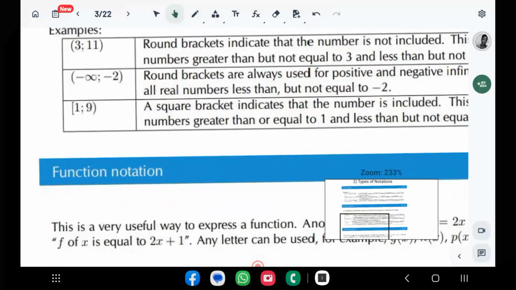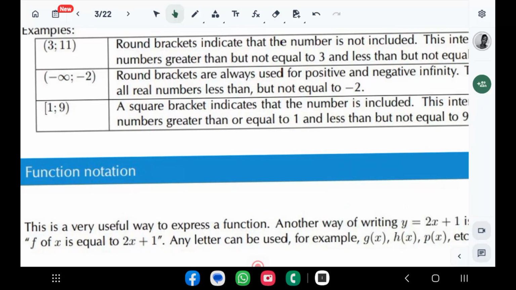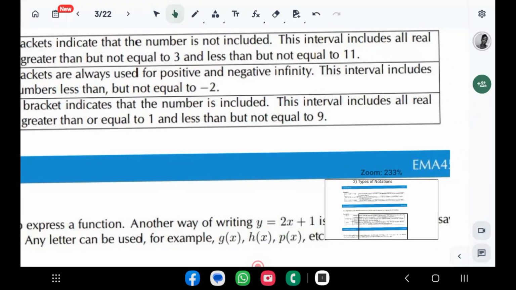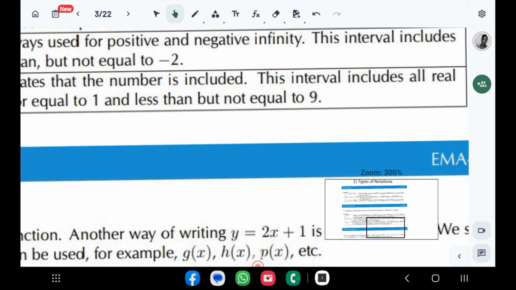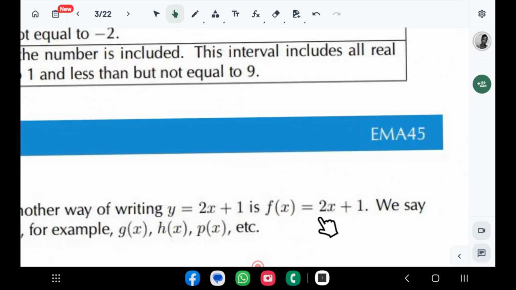Now, the last notation we're going to look at is the function notation. Instead of writing your function as y equals 2x plus 1, for example, we'll write it as f of x equals 2x plus 1. That's how we say it out: f of x is equal to 2x plus 1.